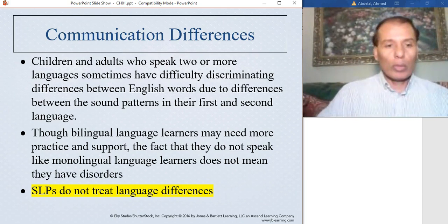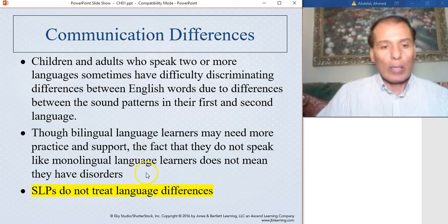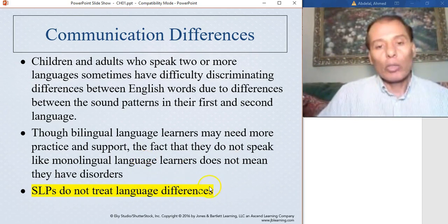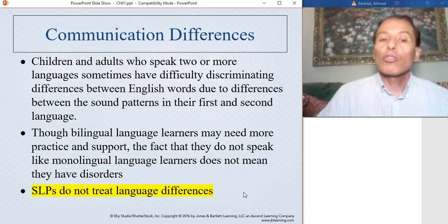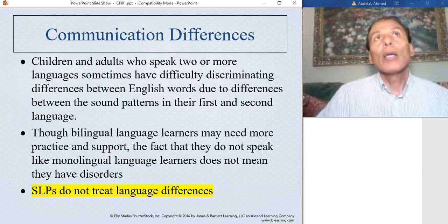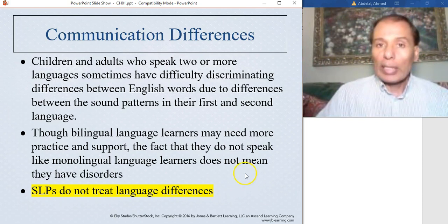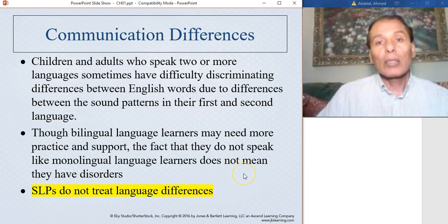Again, that's what I just explained. Speech-language pathologists do not treat language differences. However, they provide support to people who optionally seek it to improve their accent. As speech pathologists, they will be the best qualified to provide that accent modification.